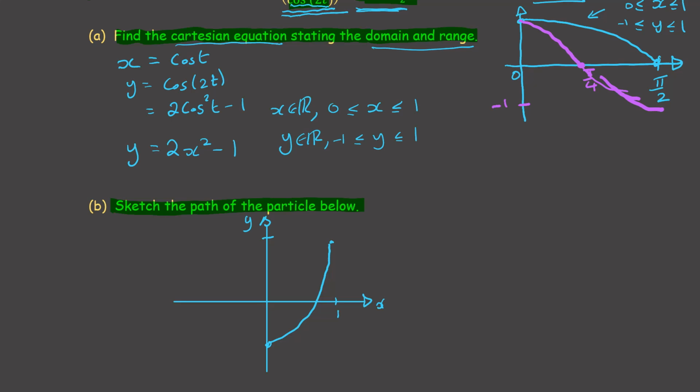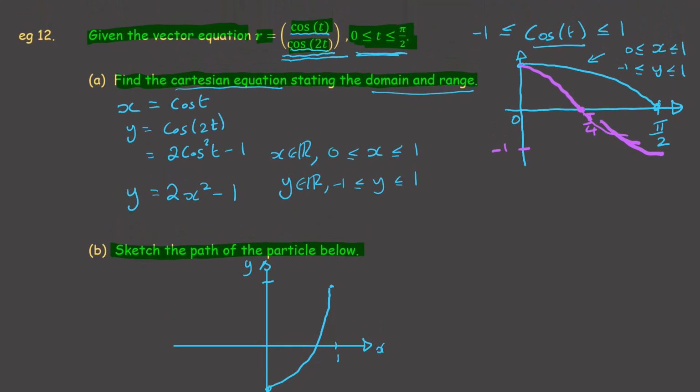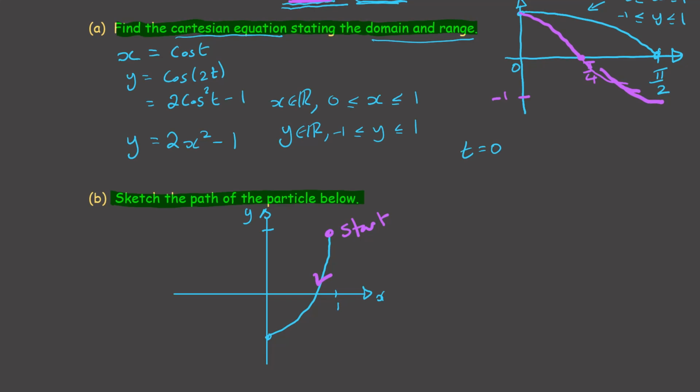Now, think about t being equal to 0. Coming back up here, cos of 0 is 1, and cos of 0 is 1. So the start point would be here. So that is the start, and then it would head in this direction.